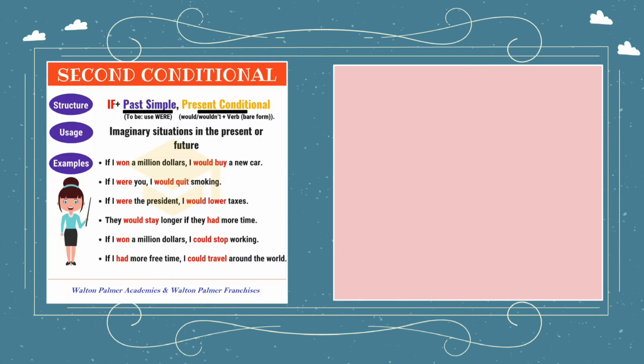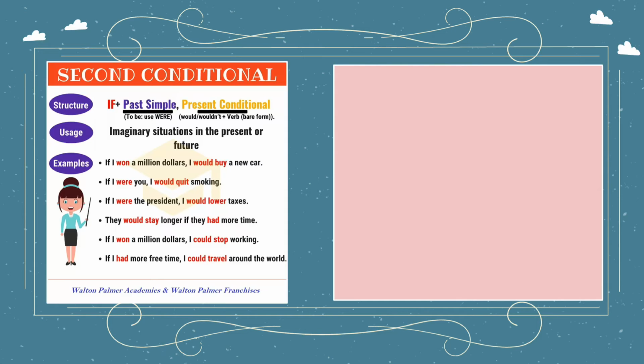Alright, so next, if I won $1 million, I could stop working. Here we can find another present conditional being used, which is "could", not "would" but "could". So the past simple is "won" and the present conditional is "could". Lastly, if I had more free time, I could travel around the world. The word "had" is past simple and "could travel" is present conditional.